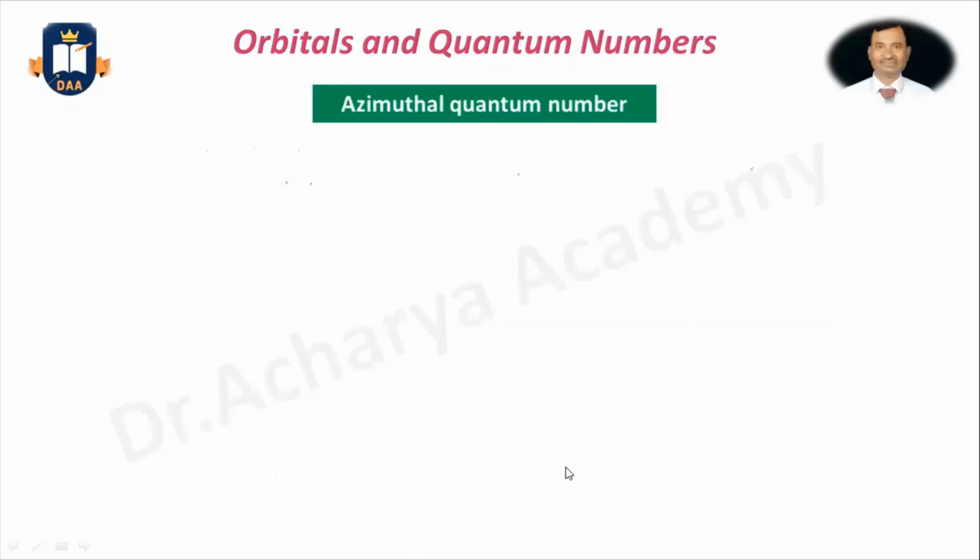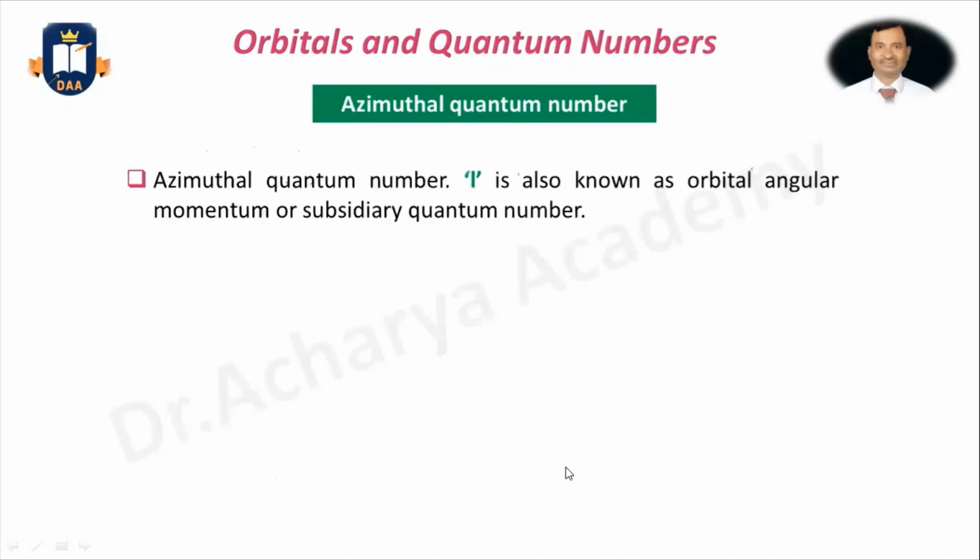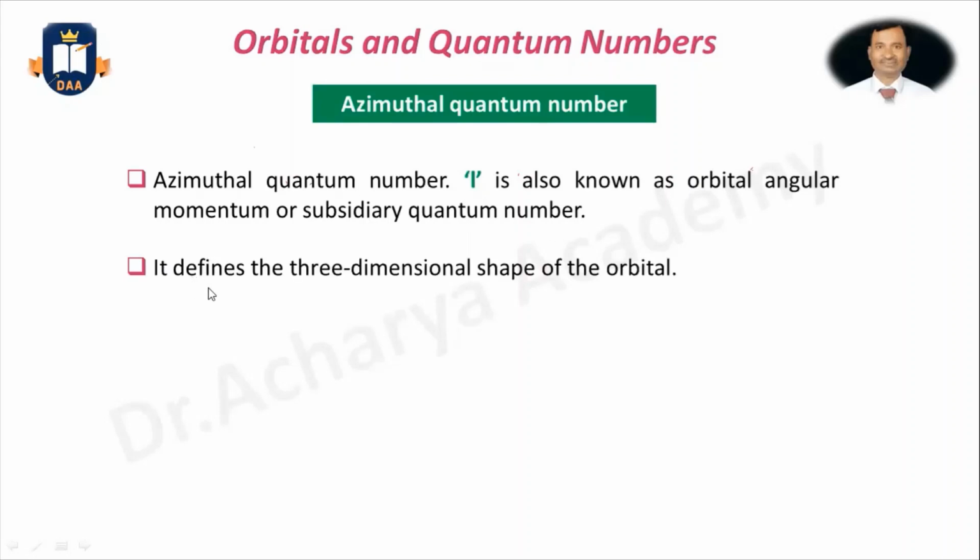Now we'll talk about the azimuthal quantum number. We denote it by l. I already discussed it in the previous class also. It is the orbital angular momentum or subsidiary quantum number. It defines the shape. I already told that size is defined by the principal quantum number, and this azimuthal quantum number l defines the three-dimensional shape of the orbitals.